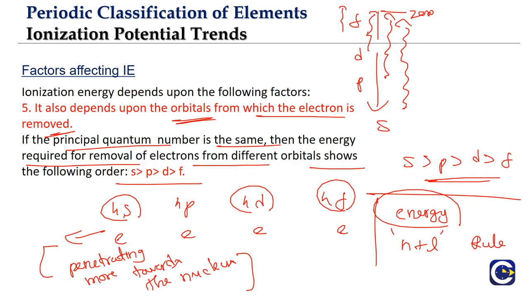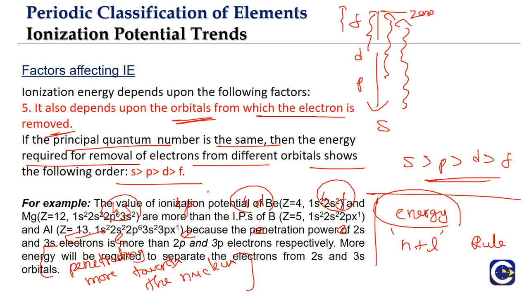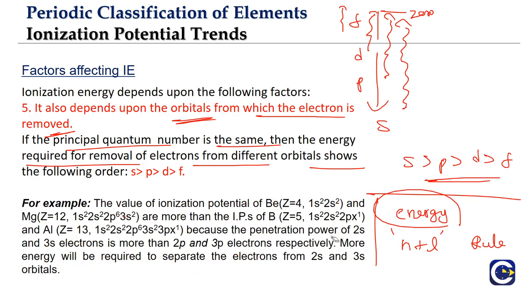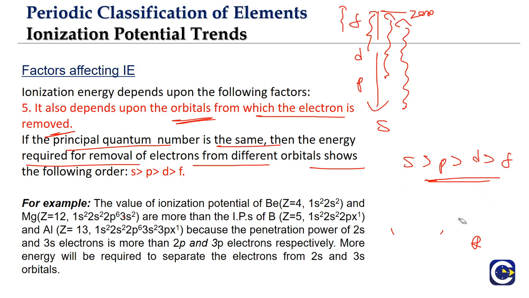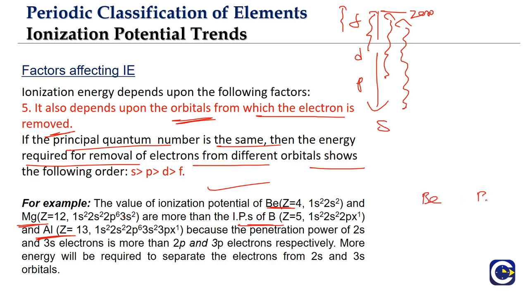So this is about the factors that will affect the ionization energy. Here, just to look at the example, I'll erase some part of it so that we can see. Here we have an example that will explain. The ionization potentials of beryllium and magnesium are more than the ionization potentials of boron and aluminum. Look at where they come. Beryllium is here, boron is here. They belong to the same period, the second period. Magnesium and aluminum belong to the third period.